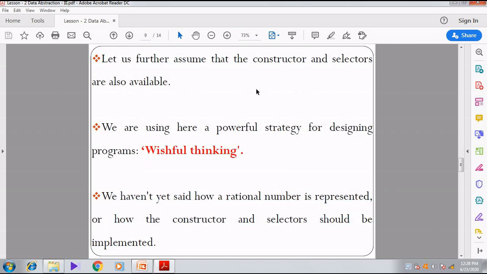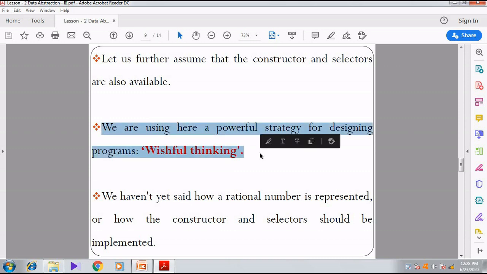Let us further assume that the constructor and the selector are also available. We are using here a powerful strategy for designing programs. What is the powerful strategy? Wishful thinking. Wishful thinking is one of the powerful strategies, and it is used for designing programs.